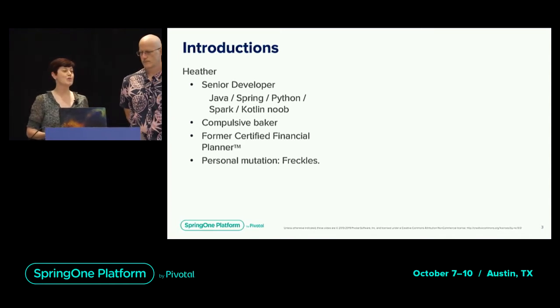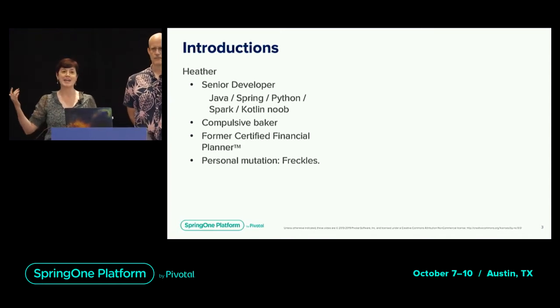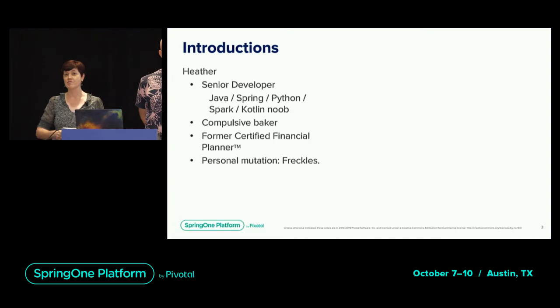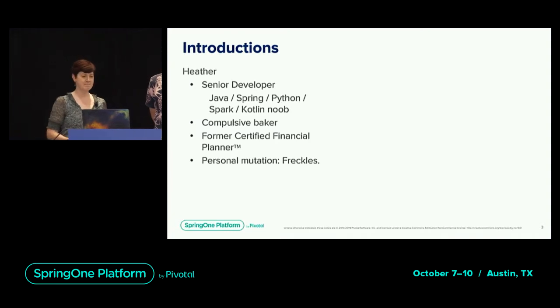I am a compulsive baker. So I bake when I'm happy. I bake when I'm sad. And it's really popular at work, which is great. And I haven't yet started baking when I'm angry, which I think would be problematic, but we'll see what happens. In my former life, before I was a developer, I was a certified financial planner for quite a long time. And I realized yesterday that next week is 4 years since I quit that job. So I'm so happy to have done that. This is way more fun. My personal mutation is freckles. I have quite a few of them.